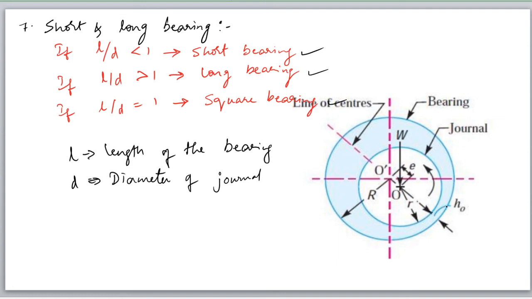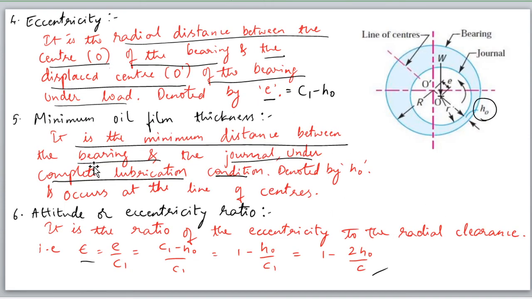And then eccentricity is the distance between O dash and O, where O is the position of the axis of the journal without load, and O dash is the position of the axis of the journal with load. And then the minimum oil film thickness is the minimum distance between the bearing and the journal under complete lubricated condition. And then attitude or eccentricity ratio is the ratio of the eccentricity to the radial clearance.